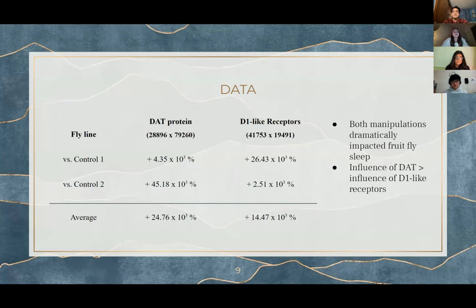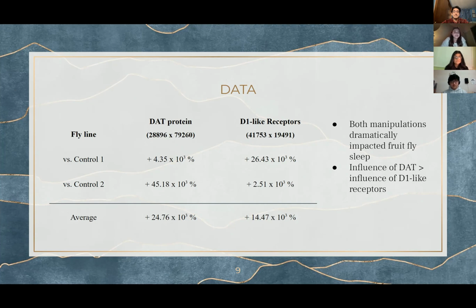So with this in mind, the overall goal of our experiment was to determine the relative impacts of each aspect of the dopamine system on fruit fly sleep. In order to do this, we compared the percent differences between each fly cross and their two controls. For example, for the DAT protein cross, the controls were the lines 28896 and 79260. And for the D1-like receptors, the two controls were 41753 and 19491.